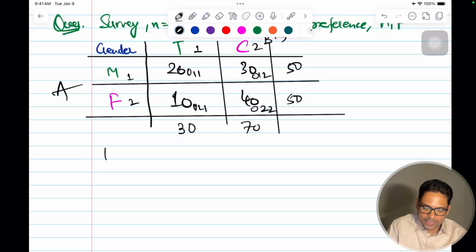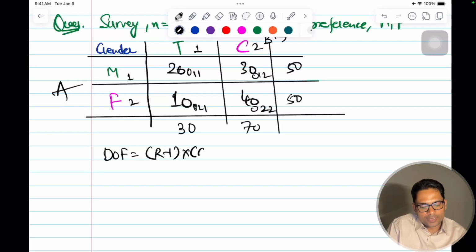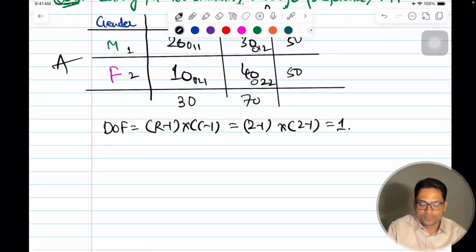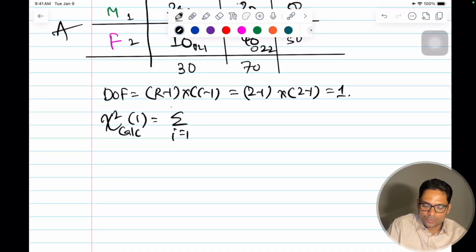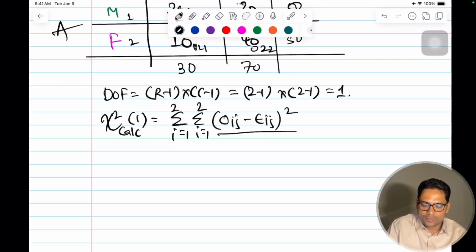So what will be, first of all, the degrees of freedom? This will be equal to (R minus 1) into (C minus 1). So this will be (2 minus 1) into (2 minus 1). This is equal to 1. And what will be my chi-square for 1? This will be the formula: sigma i equal to 1 to 2, sigma j equal to 1 to 2 for rows and columns, then (O_ij minus E_ij) whole square by E_ij.